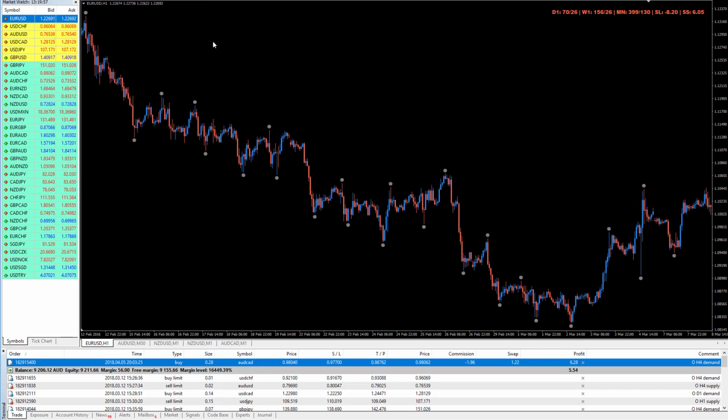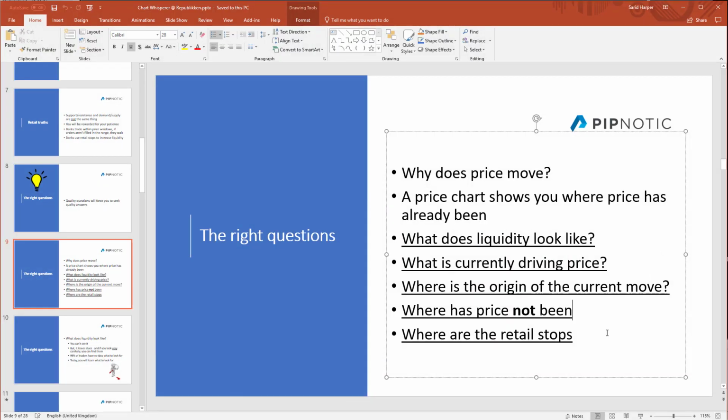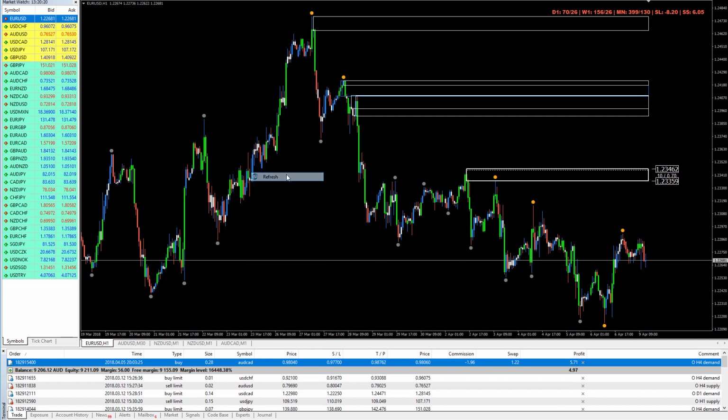Good. Okay, let's have a look at these slides again. What else is there? Where are retail stops located? We talked about this last time as well. If you look at this, you say, okay, good, I want to sell here. Where are the retail guys going to have their stops? They're going to have their stops above this kind of swing point.